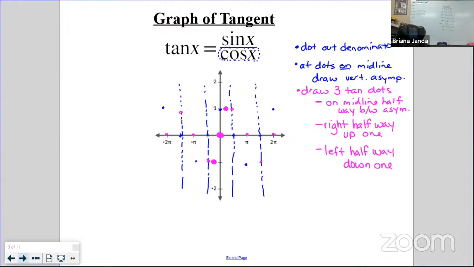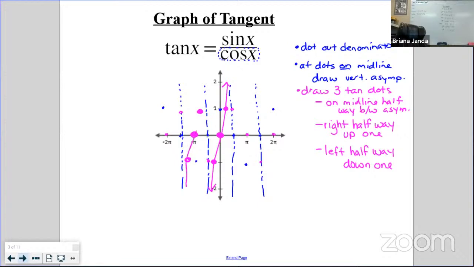Okay, those are your 3 tangent dots every time. I have one little tangent picture drawn now, and it squiggles through those dots, slides along my asymptote, but keeps going up and down forever. So then I just fill in between all asymptotes in that picture. So I've got a set of asymptotes here. We follow those same 3 dots every time on my midline, exactly in the middle. Right halfway, up 1. Left halfway, down 1.